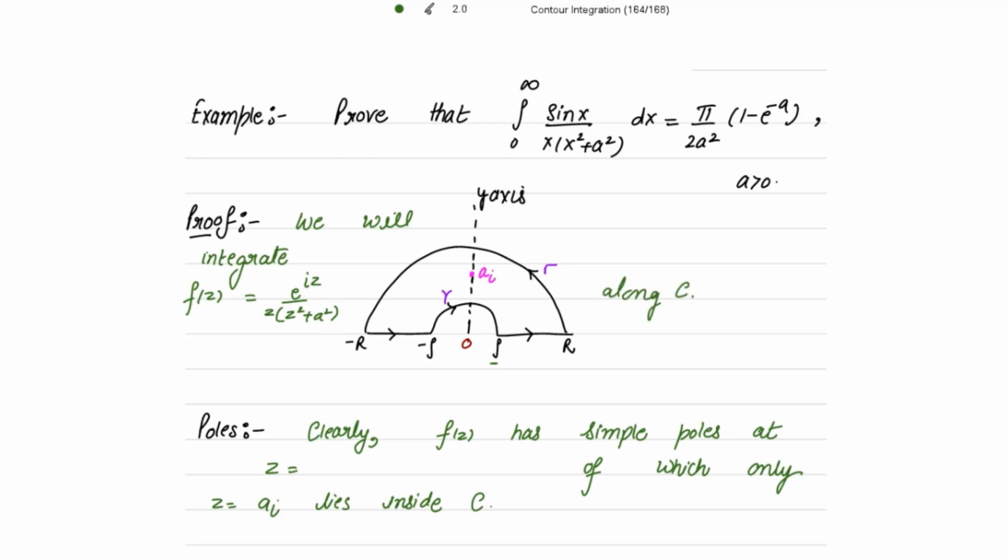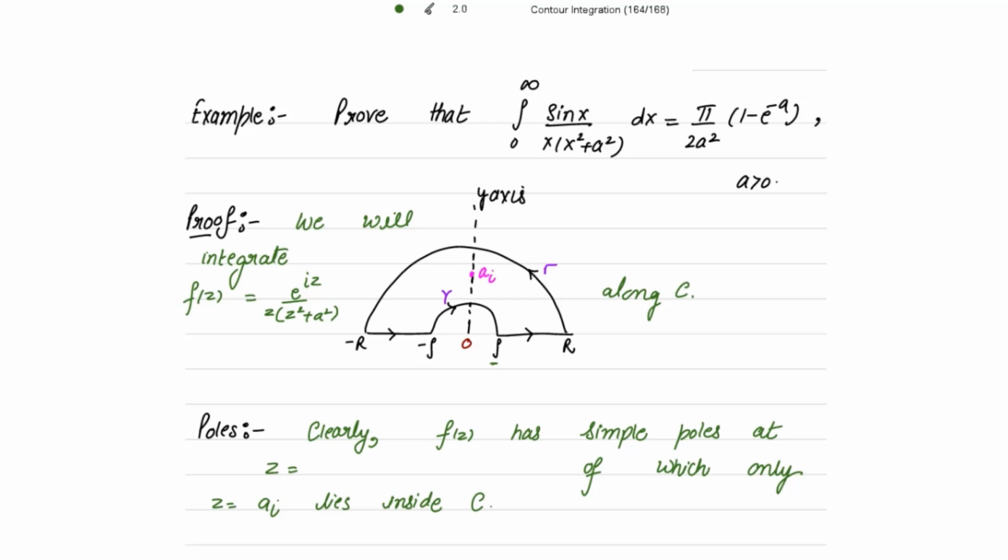And C is the contour consisting of the real axis, just start from here, rho to r, and then the semicircle tau, and then from negative r to negative rho, the real axis, and then the semicircle gamma in the upper half plane from negative rho to positive rho, right?